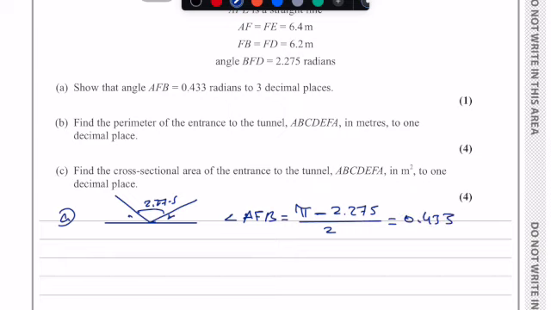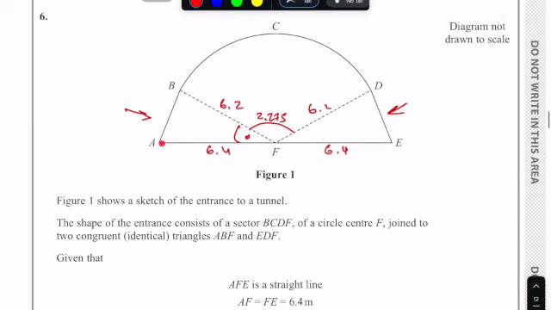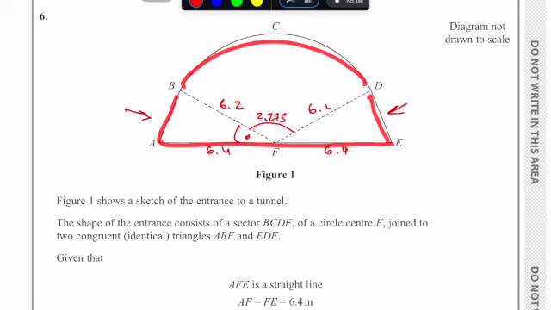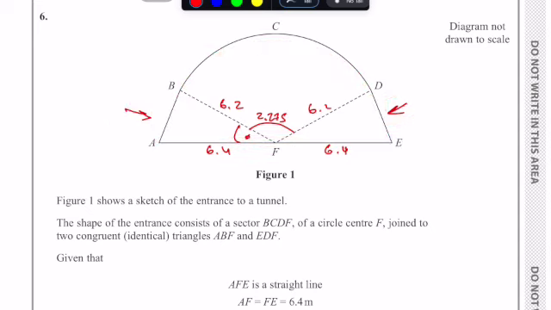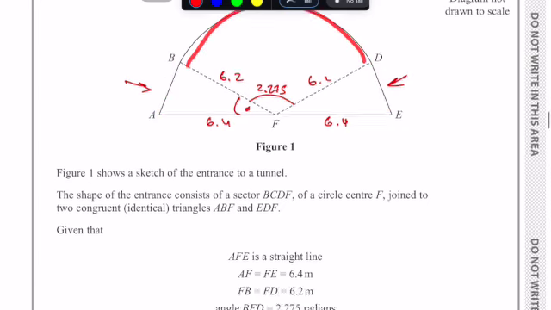Now, moving to the other question, the second question, B, we have find the perimeter of the entrance. Perimeter of the entrance means the sum of all sides. This one, plus this one, plus this one, plus the arc. These two sides are equal. And this one is 12.8. Very clear. So we need to find the length of AB or the length of DE or any of them and then multiply it by 2 plus the length of the arc.